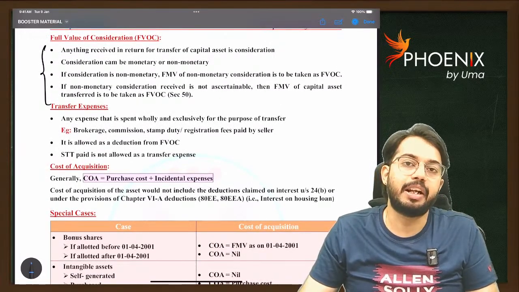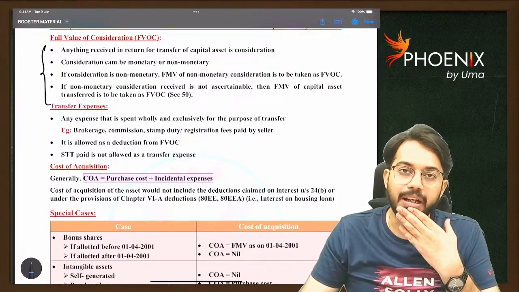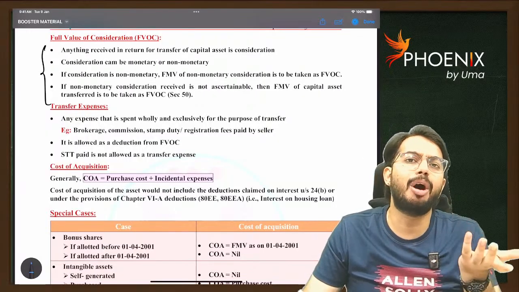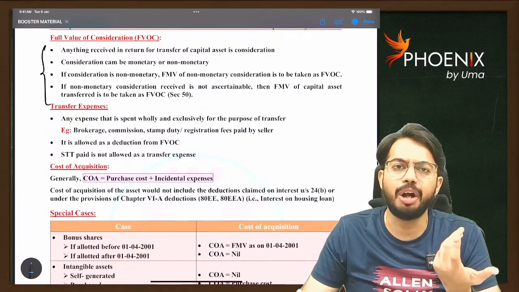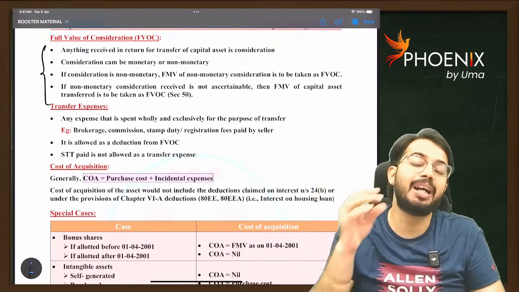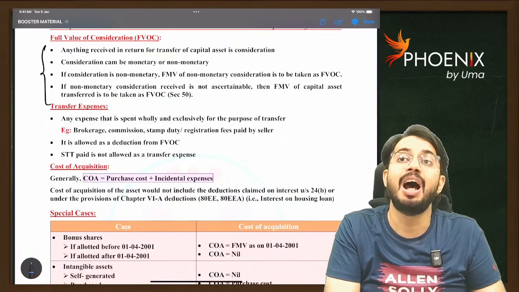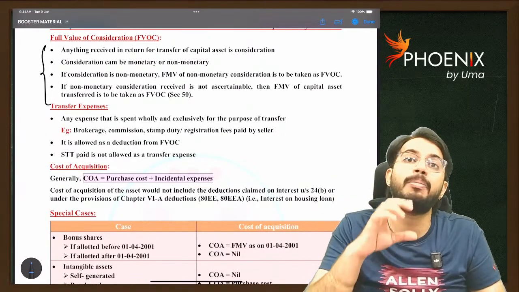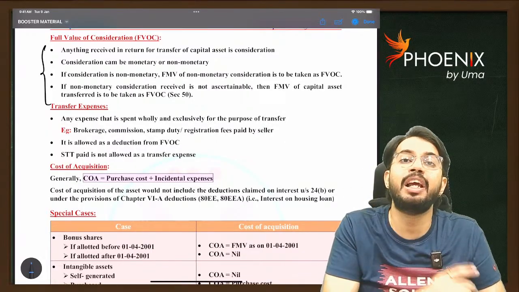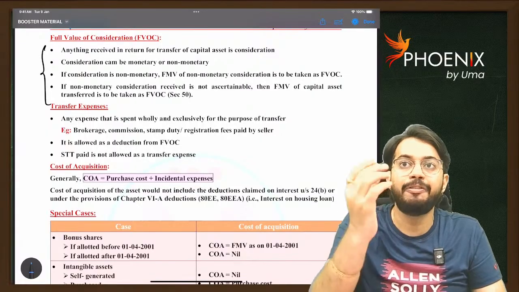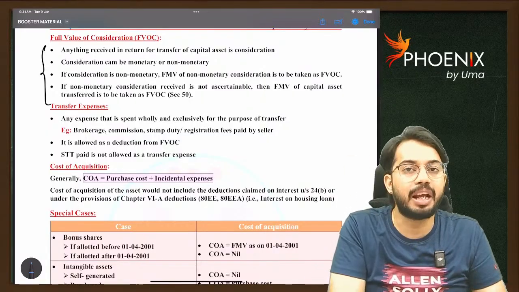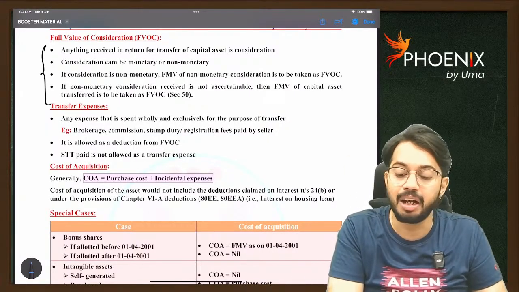Now, full value of consideration. Sir, what do you mean by full value of consideration? On transfer of capital asset, you will get consideration. Consideration can be either monetary or non-monetary. If consideration is monetary, no problem at all. Whatever the amount that you received in cash or in bank, that will be treated as full value of consideration. However, if you received consideration in non-monetary terms, like you sold a building and in return you received shares, how to calculate full value of consideration? Generally, if consideration is non-monetary, fair market value of non-monetary consideration received will be taken as full value of consideration. Is it clear? Are you able to understand?